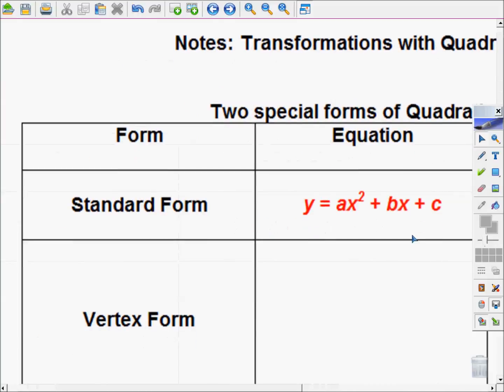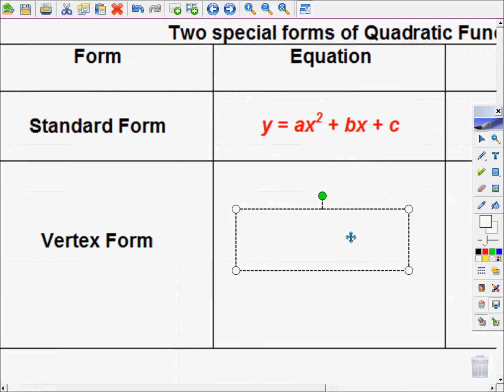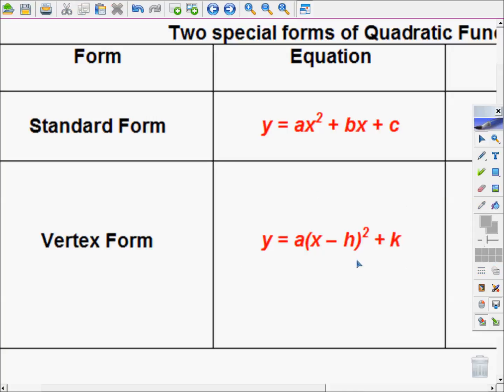All right, next we have vertex form. Vertex form we are also familiar with. Our vertex form is this form: a times x minus h squared plus k. Did we already learn this? Transformation. This is vertex form.